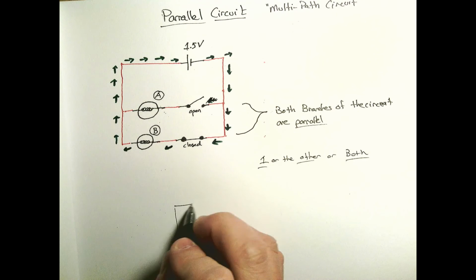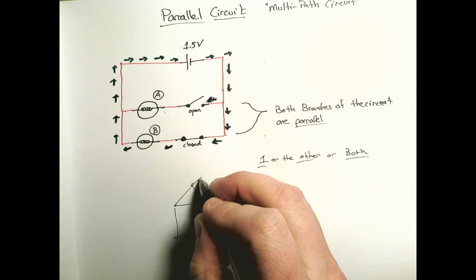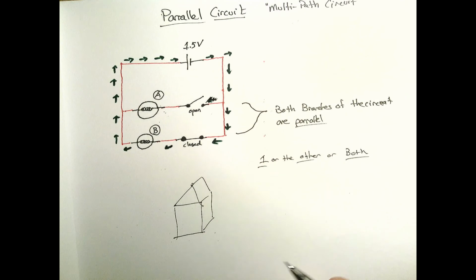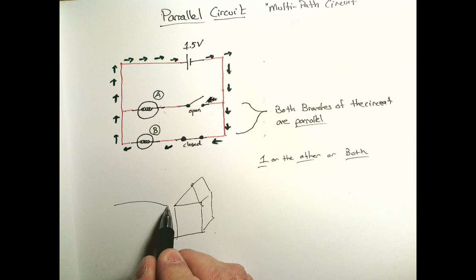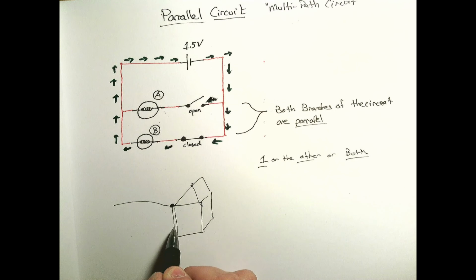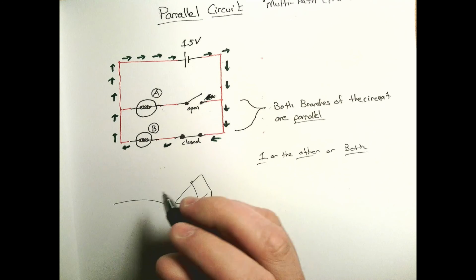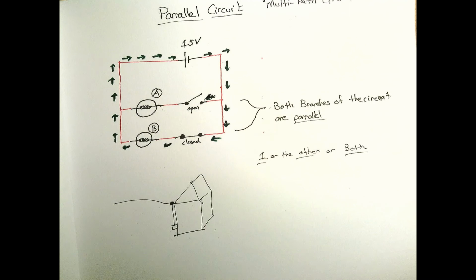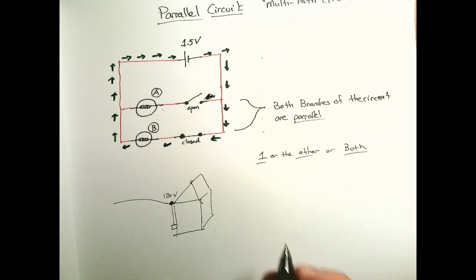So I want you to think about this for a second. Your house, you have to draw this. Is your house a parallel circuit? Your house has one and only one power supply. It comes down to a meter and goes into your house, and it's 120 volts. When the power goes to the breaker box, it's providing one source of electricity. So you have multiple circuits, and usually your house is one big parallel circuit.